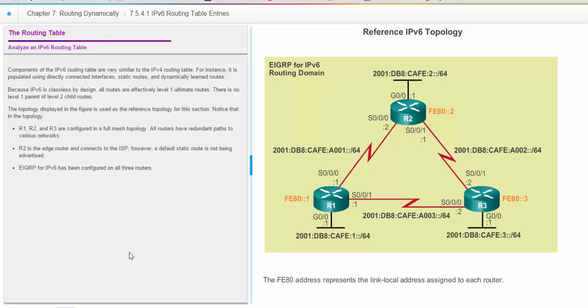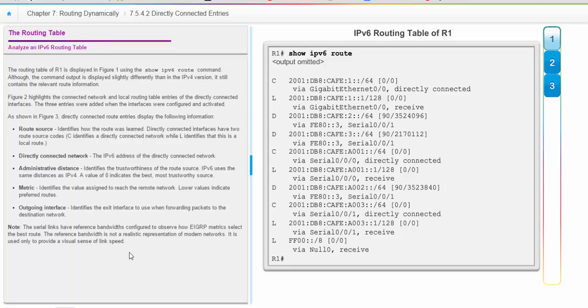Now, our IPv6 routing tables are very similar to the IPv4 routing table. It's populated using directly connected interfaces, static routes, and dynamically learned routes. The topology that we're displaying here is the one we're going to look at next. EIGRP for IPv6 has been configured on all these routers, so that's what we're going to look at.